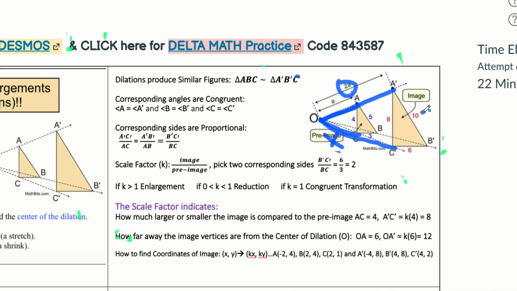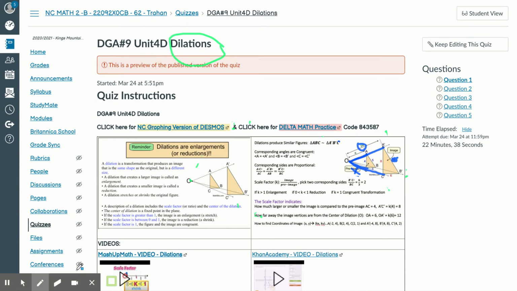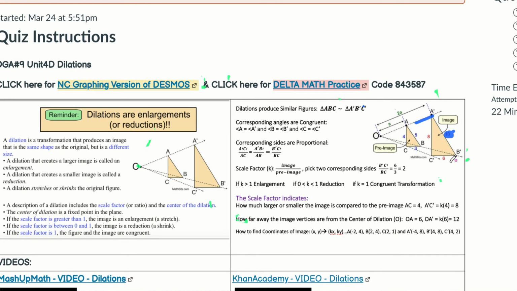If I had a missing side, say we didn't know that this side right here was 10. Once again, I need a little bit more space here. I can use the scale factor to find a missing side. So if I knew the scale factor was 2 and I had these other sides, I would use 2 of these ratios to determine what the missing side is.